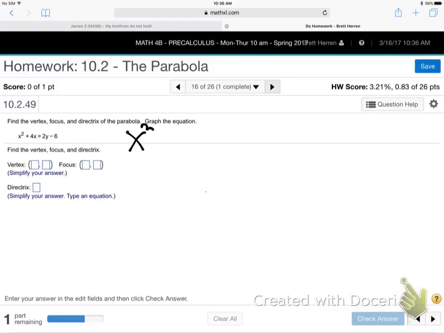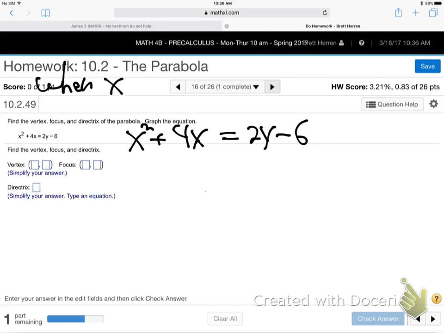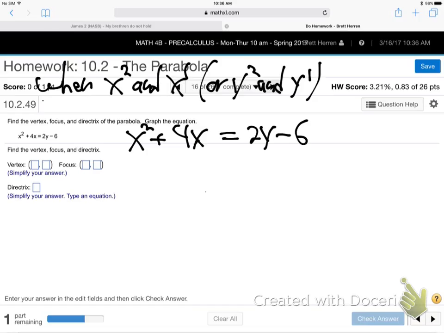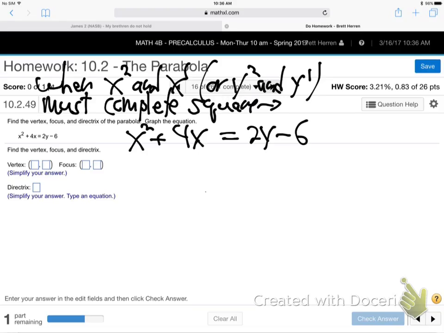All right, so x squared plus 4x equals 2y minus 6. All right, give it a go, guys. Got left. How do you know? Yeah, let me give a note. When you have x squared and x to the first power, or y squared and y to the first power, it doesn't matter. You must complete the square. Meaning what? Meaning add b over 2 squared to both sides.